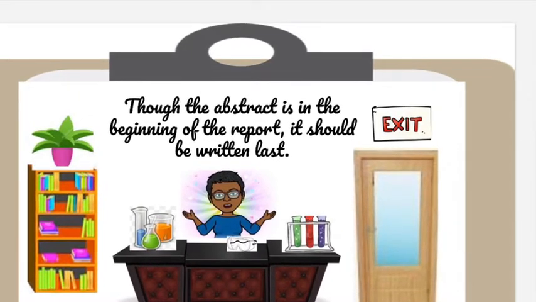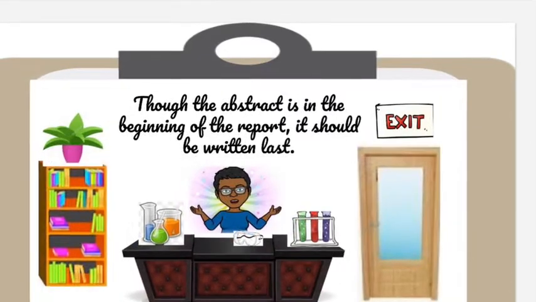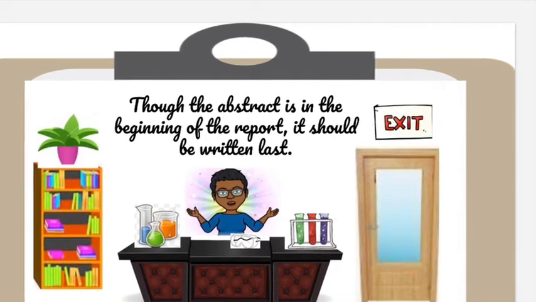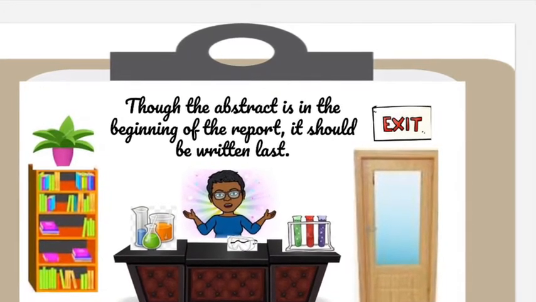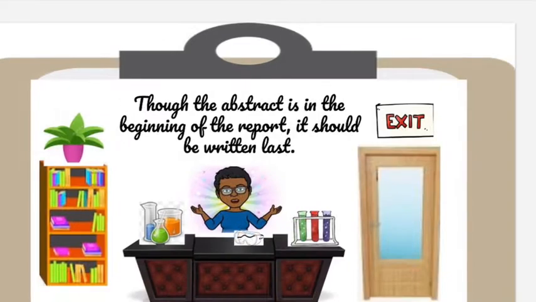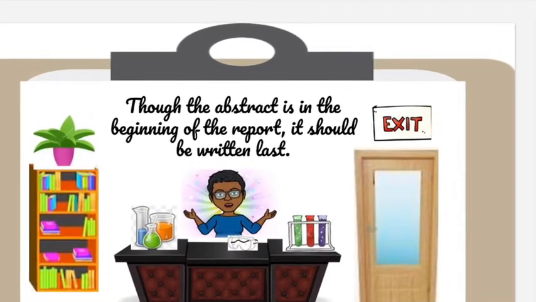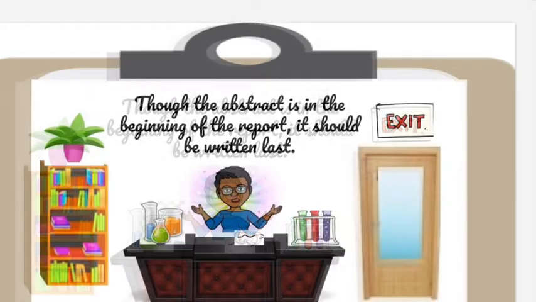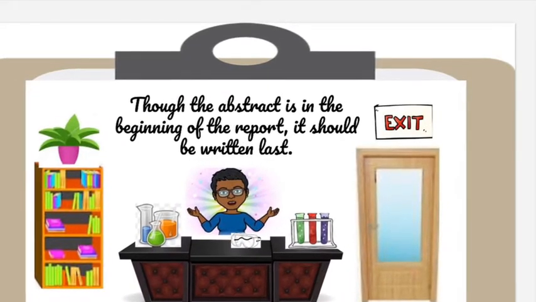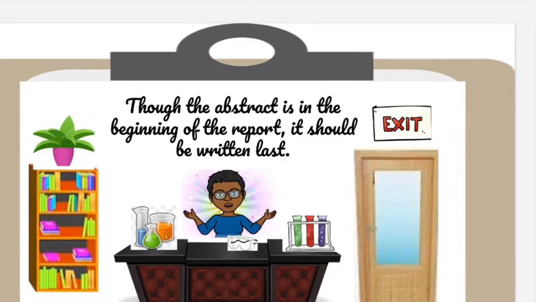The abstract, though it usually is placed at the beginning of your lab report, is usually written or created last. So it's created after the experiment and the report has been completed.